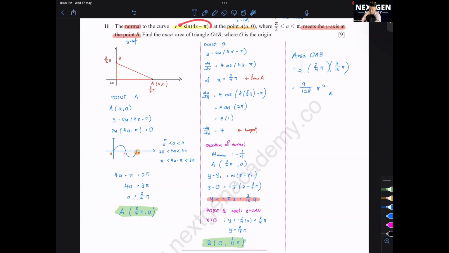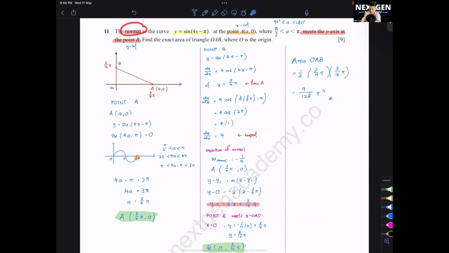So A is on this y equals to sine 4x. It's a sentence that's very confusing. So that's why you see I highlight like that. The normal to the curve at this point. You read down like that. The normal to the curve at the point A. So basically A is somewhere on the sine graph. So you don't need to do anything to find A. You're just substituting it inside.